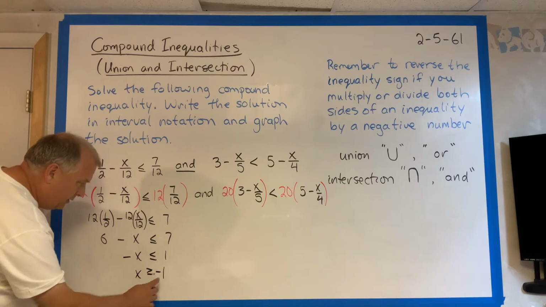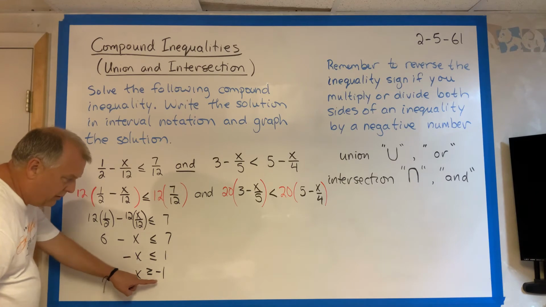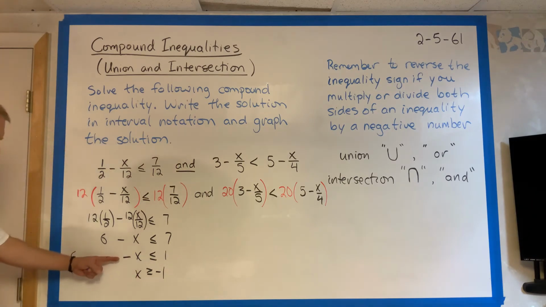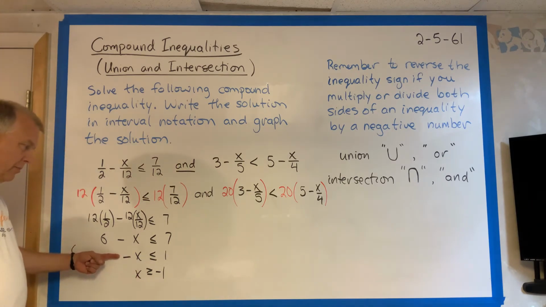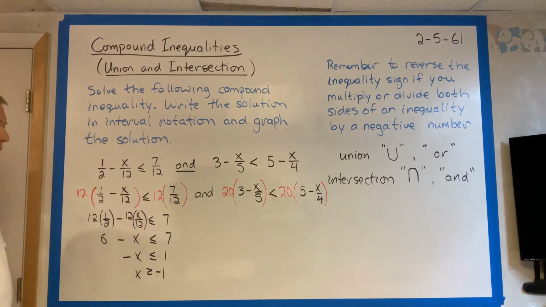Practicing the reversing of the inequality when I divide both sides by minus 1. I could say at this step that I'm dividing both sides by minus 1 or multiplying both sides by minus 1. But either way, I have to reverse the inequality. So this side is solved.